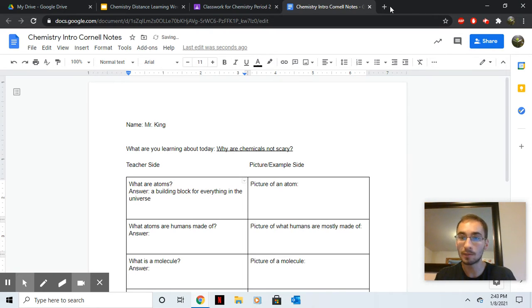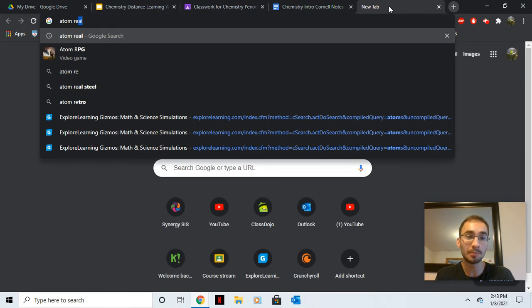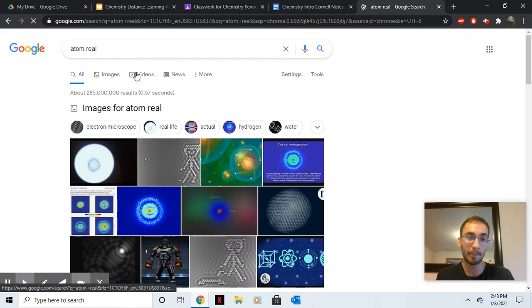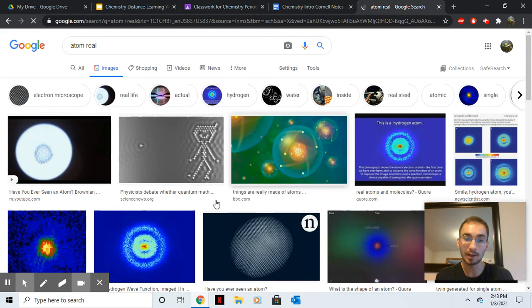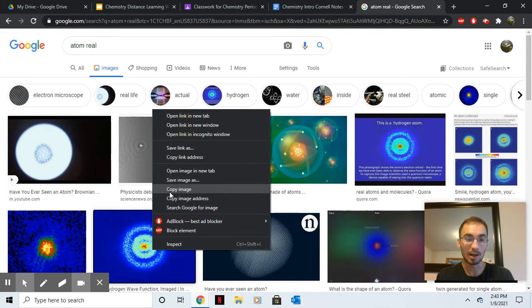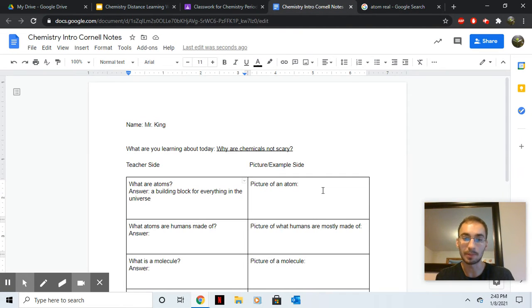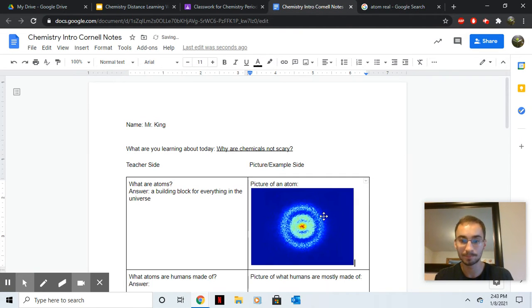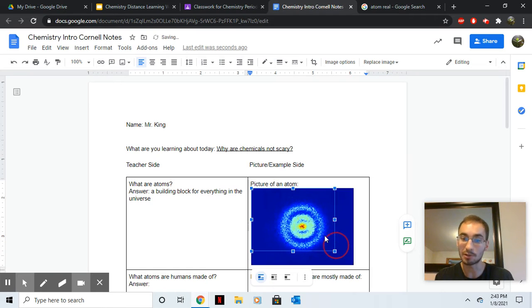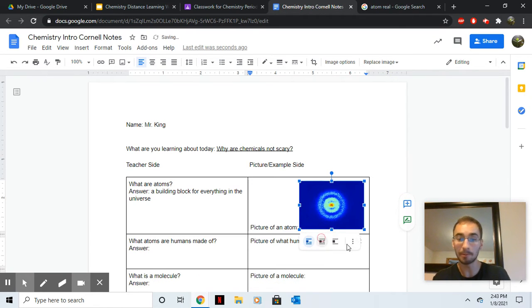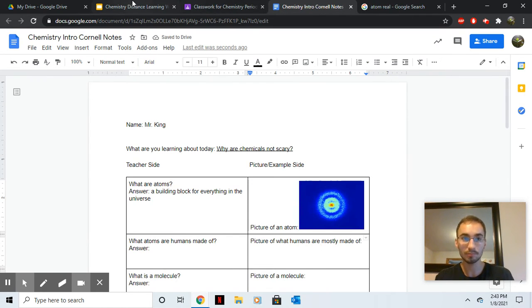And then to get a picture, just look up on Google, atom. I like to look up a real one, instead of a cartoon picture. And then right click, copy, and then paste it. You can use my pictures if you want. I just prefer you get your own though.